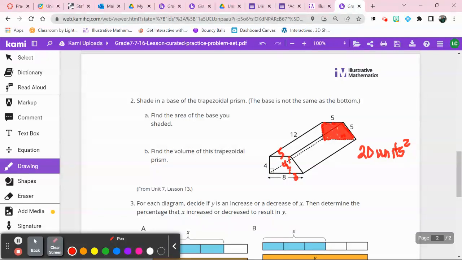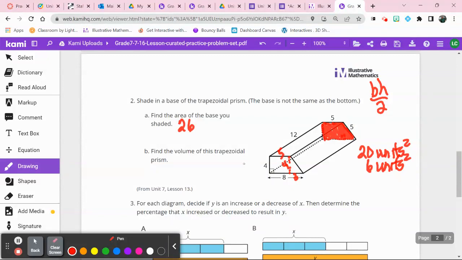And then we have the triangle. Remember, that's base times height divided by 2. 4 times 3 is 12, and 12 divided by 2 is 6. We add those two together. So the area of the base is 26. And you can just type in 26, or you can put in 26 square units, but 26 will do.